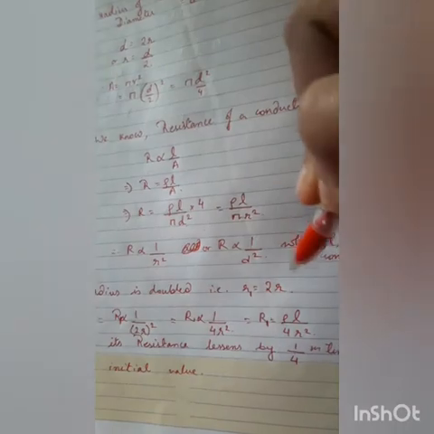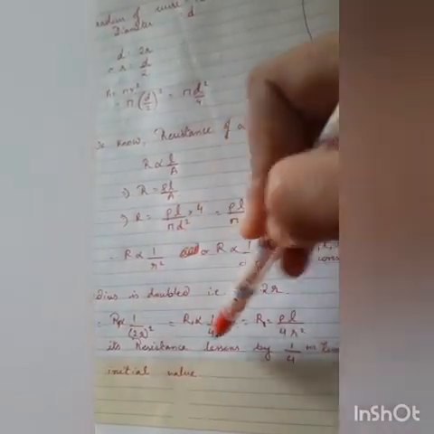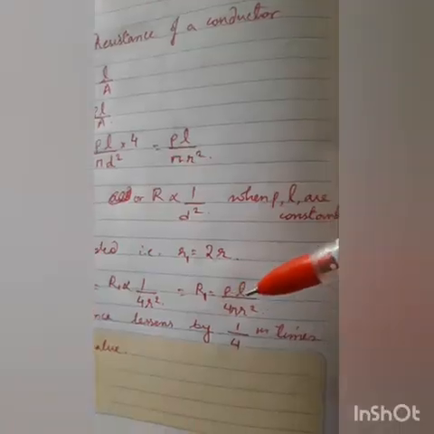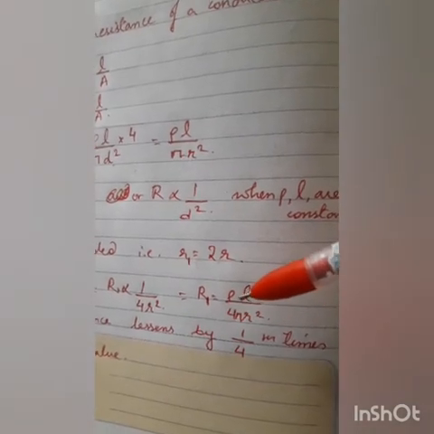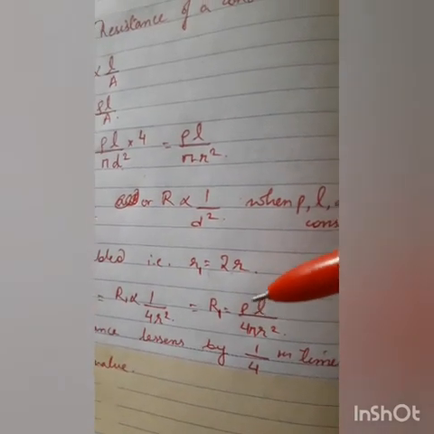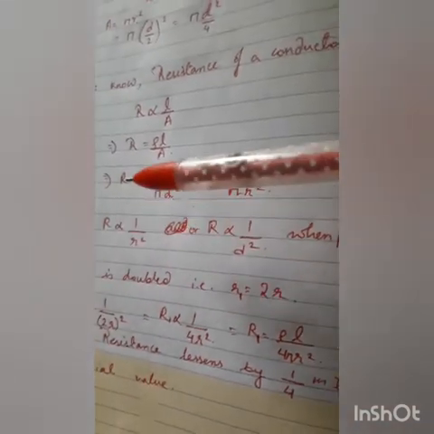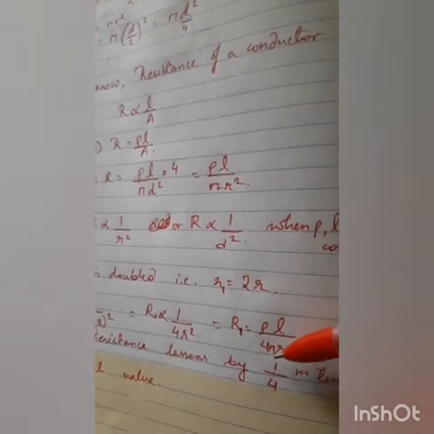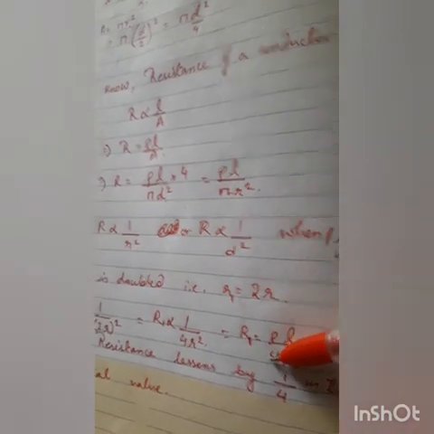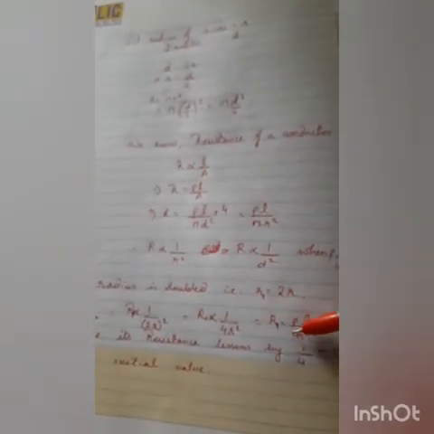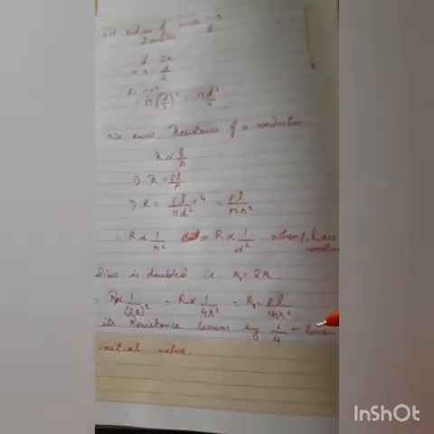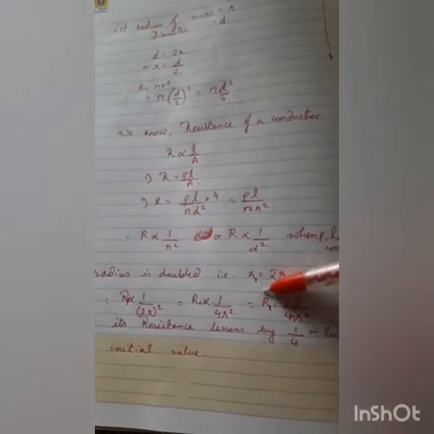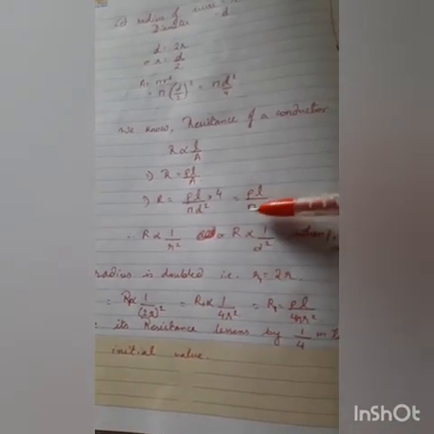Why 1 by 4r square? Again because 2 square is 4, and r square. R1 equals rho L by 4 pi r square, where rho, L and pi are constants. Now what was our previous R? Previous R was rho L by pi r square. Now we have rho L by 4 pi r square. So this is 1 by 4 times of this. So what happens? If the radius is doubled, then the resistance lessens to 1/4 times its initial value. Resistance becomes 1 by 4 times its initial value.